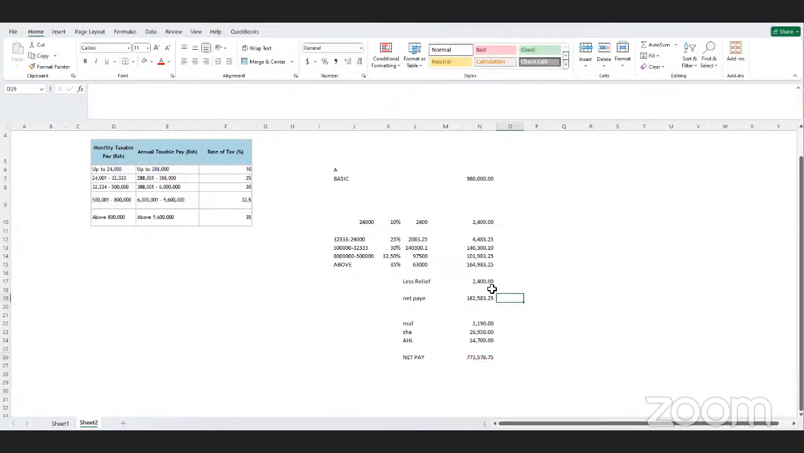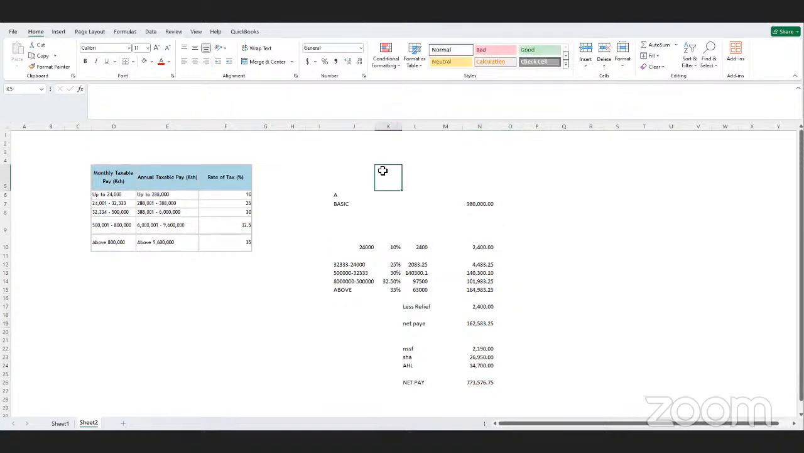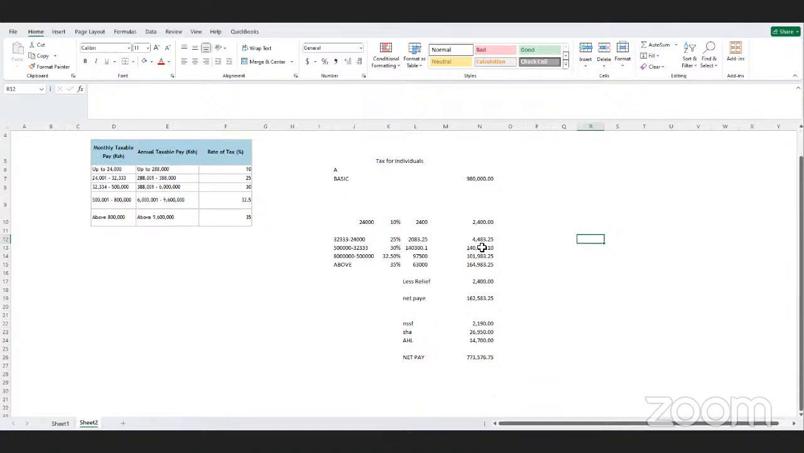So that when you are asked to calculate the tax for individuals, that could be the approach. Unless there is a question.